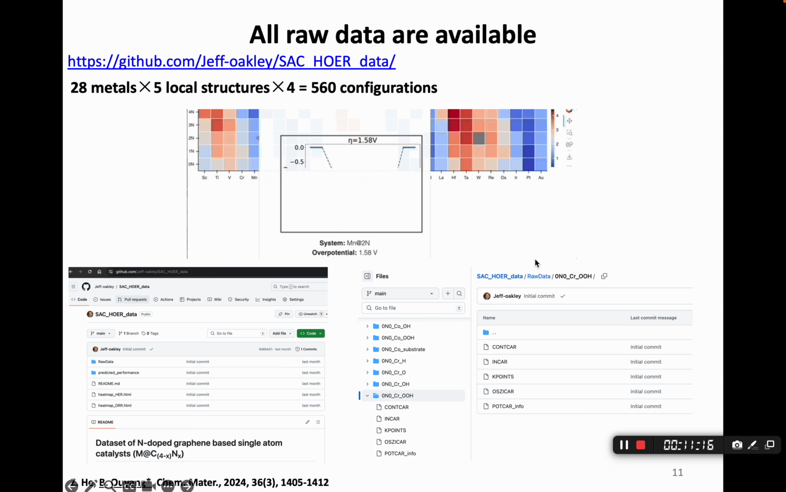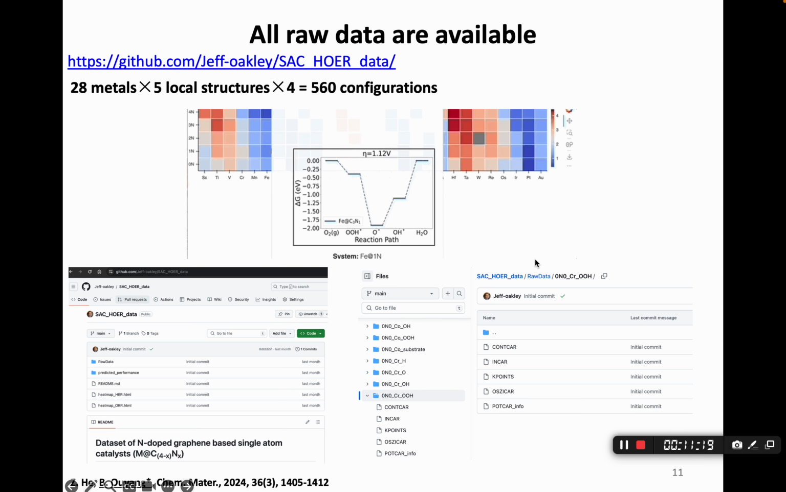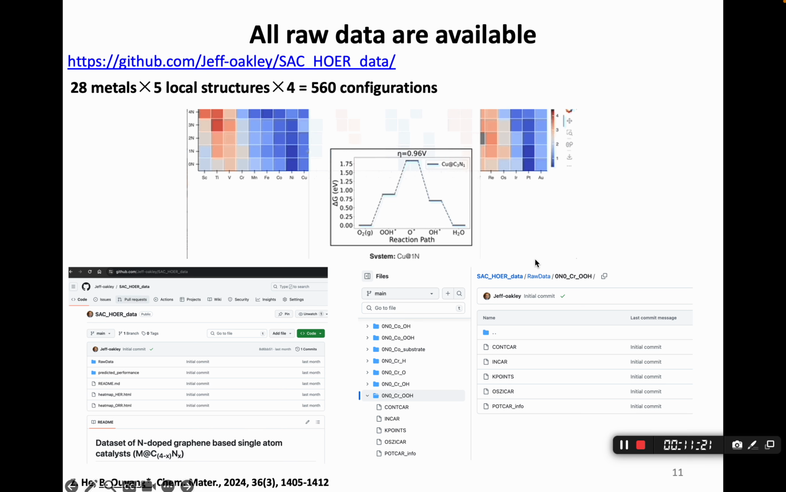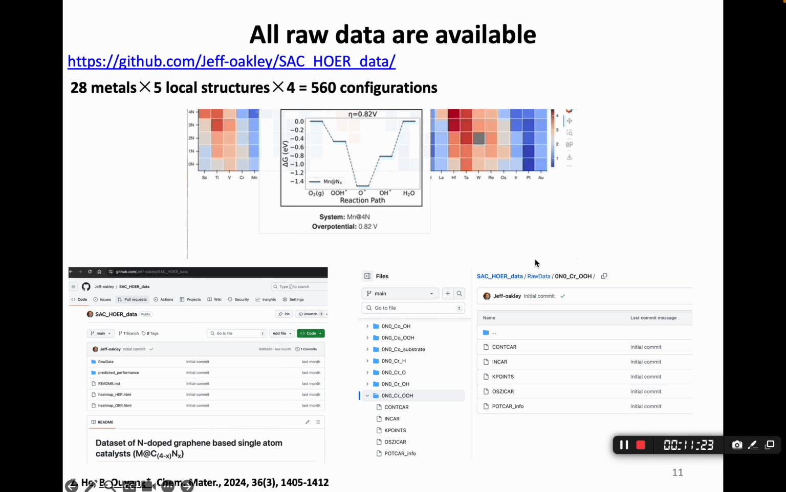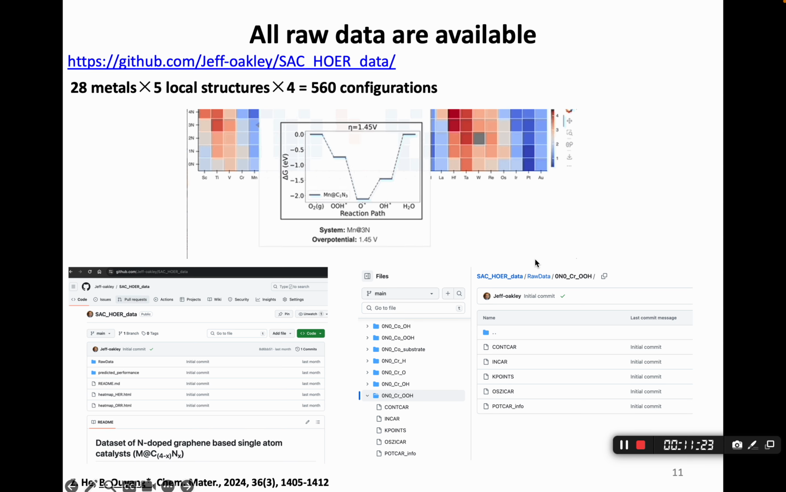So to facilitate the exchange of information, we actually open sourced all the data, all the DFT raw data, on GitHub. If you're interested and want to do anything with these 560 DFT calculated adsorption energies, feel free to access our data, and please cite our paper if our data is useful to you. We also have an interactive heat map to directly give you a sense of the performance of those carbon-supported single-atom catalyst systems.